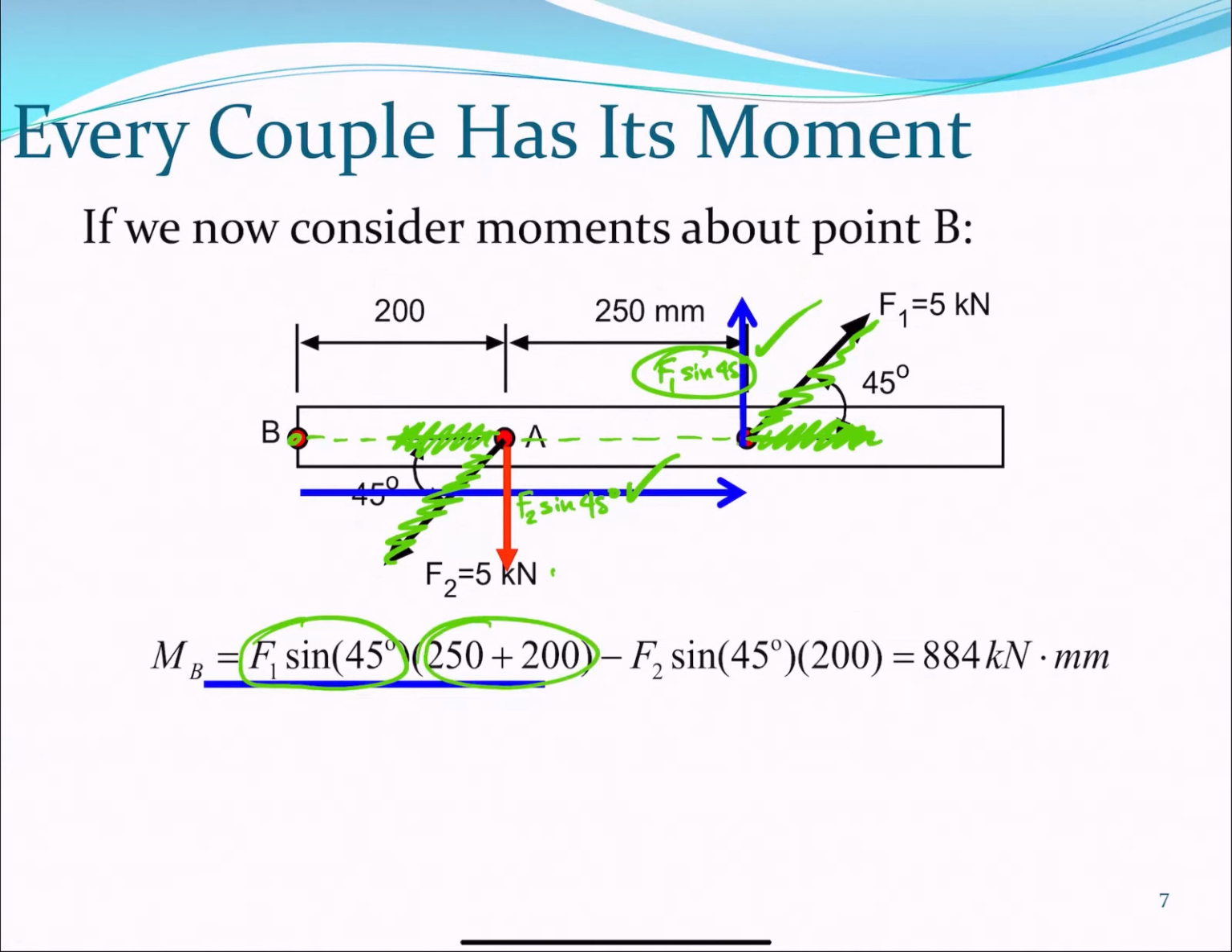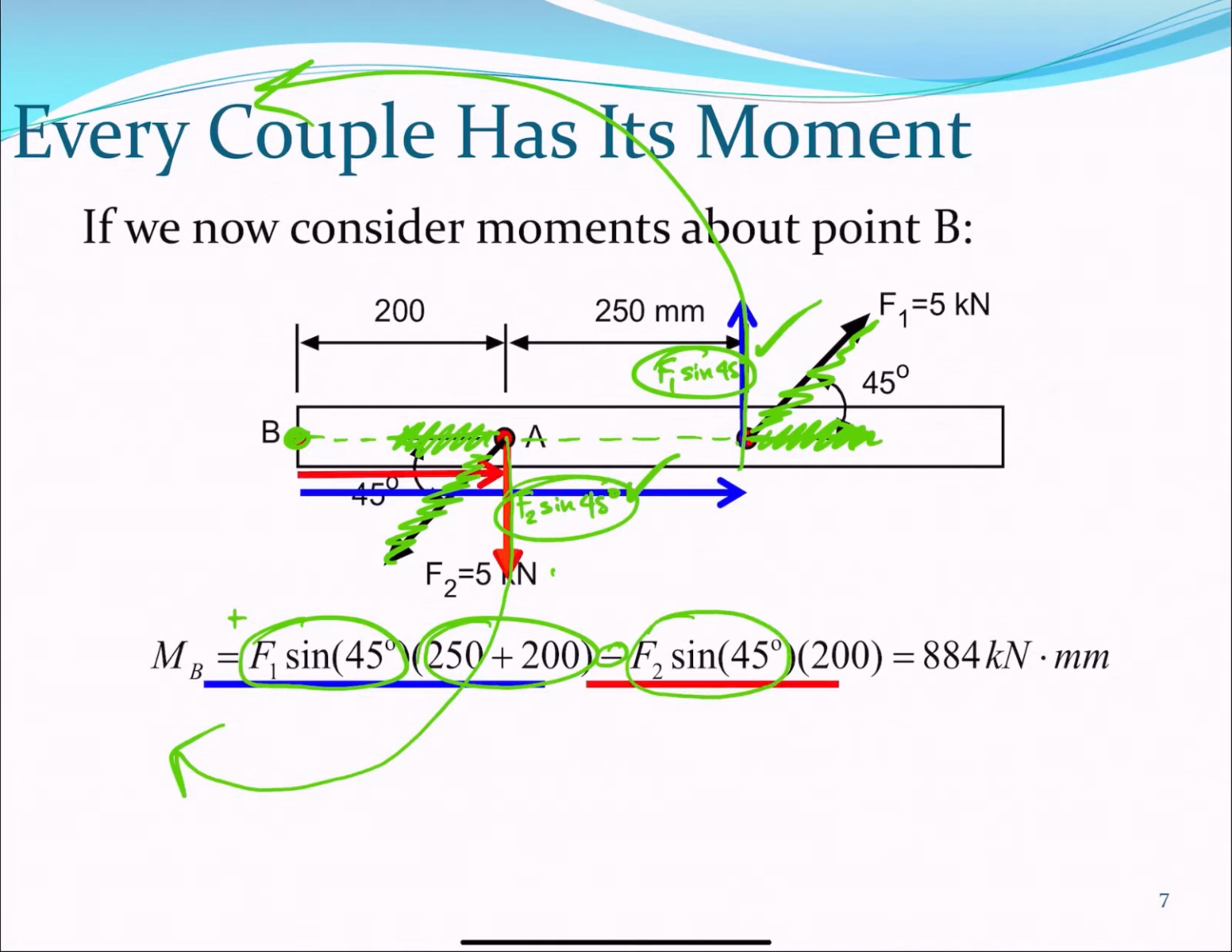About point B, this creates a counterclockwise moment, so it's positive. But then the moment of the red force will cause a clockwise moment, so that's going to be negative. That's why it has a negative sign here. So it's F2 sine of 45 degrees times the moment arm, that red moment arm, which is 200 mm. And that is equal to 884 kilonewton millimeters. So we chose a completely different point, and we got the same moment.